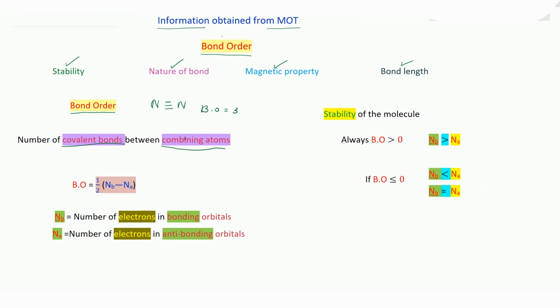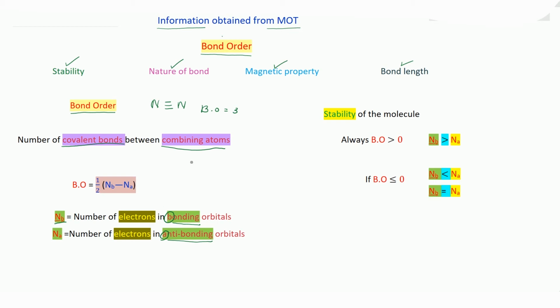But from the molecular orbital diagram you can calculate the bond order by using the formula: half into Nb minus Na, where Nb is the number of electrons in bonding molecular orbitals. B stands for bonding, so you have to see the number of electrons in bonding molecular orbitals. Na stands for the number of electrons in anti-bonding molecular orbitals. A stands for anti-bonding.